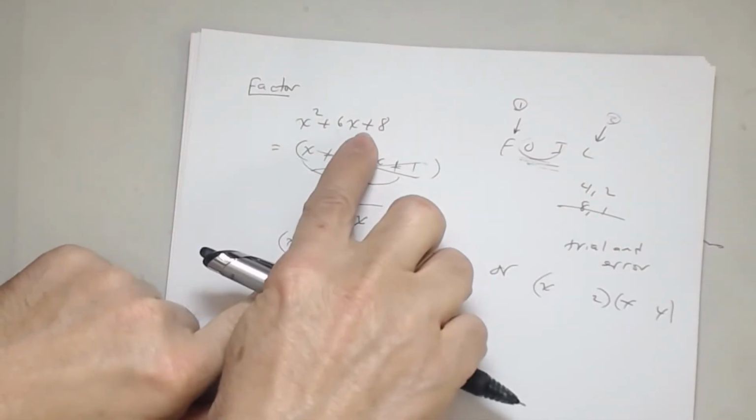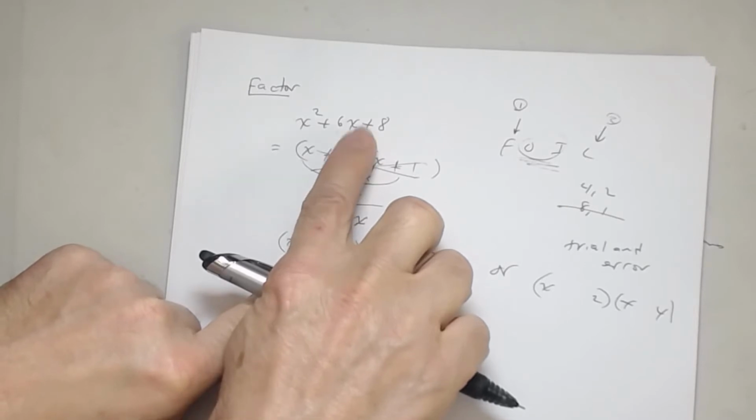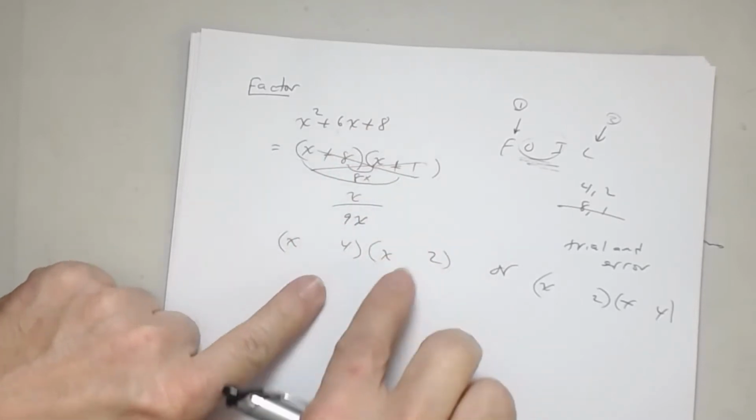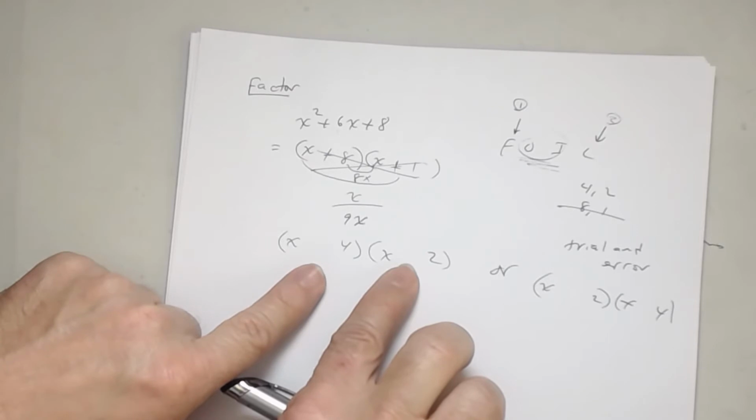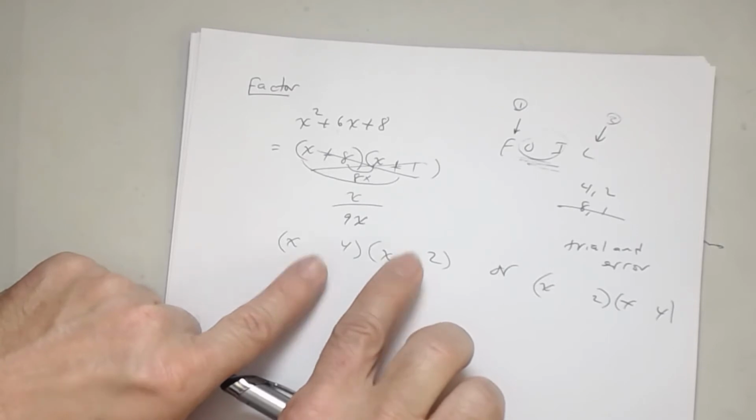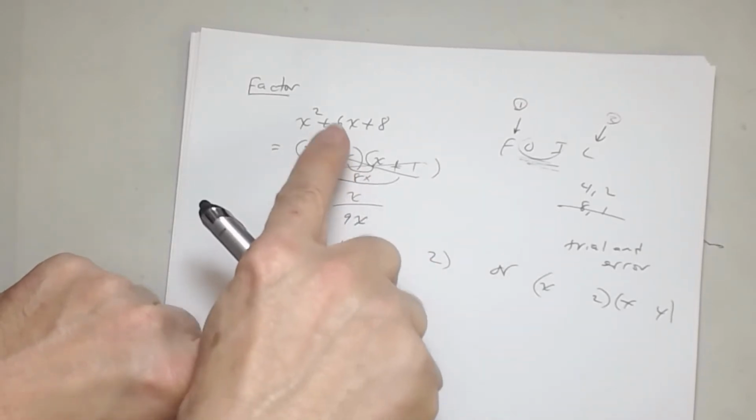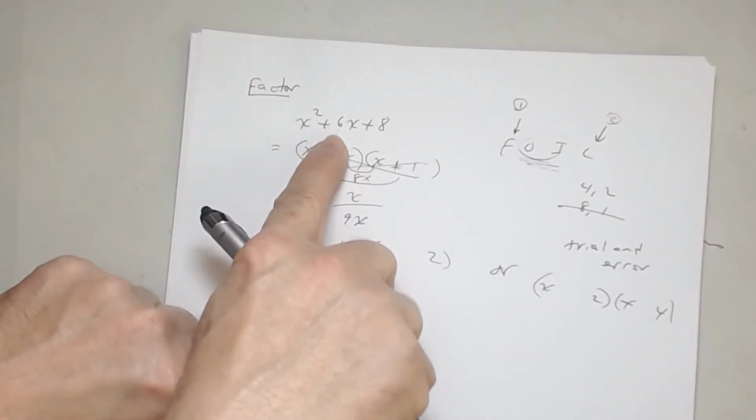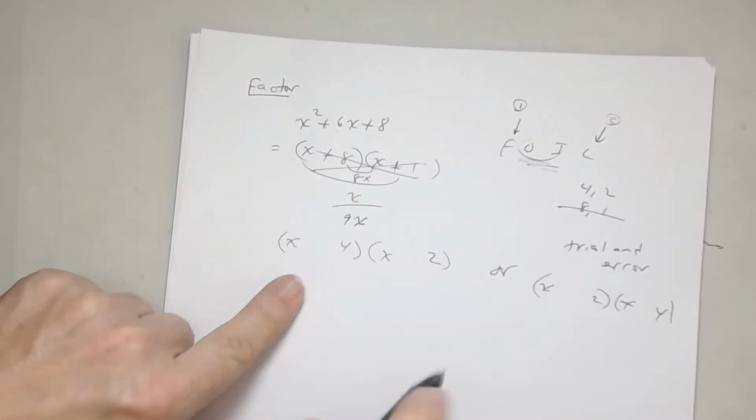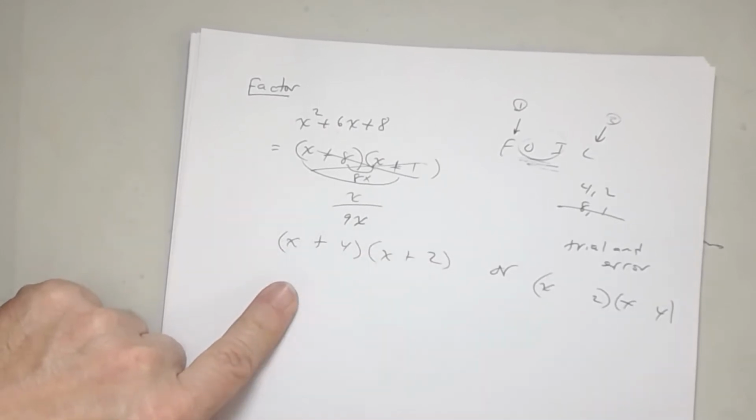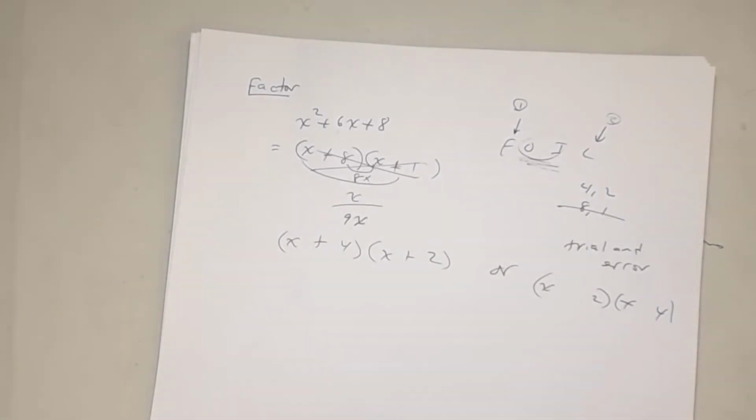What's my sign here? Positive. That's always the easy kind, when the last sign's positive, because that means that these signs in here have to be the same. Either they're both positive or they're both negative. It depends on the middle sign. What's the middle sign? So they both have to be positive. If I made them negative and I did the outer and the inner, what would my outer and inner add up to be, if I made them both negative?